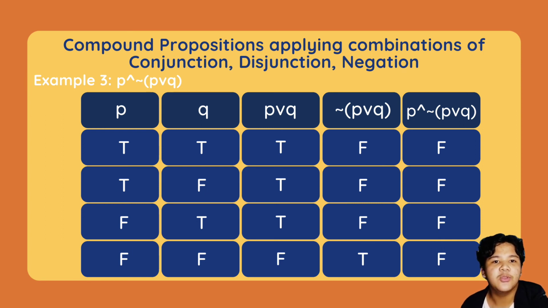Now, we need to negate them. So false, false, false, true. Finally, we need to get the conjunction of P and not quantity of P or Q. Now, if there is any false present, the truth value will be false, and if and only if both are true, then the truth value will be true. So the truth values to complete the table will be all false.